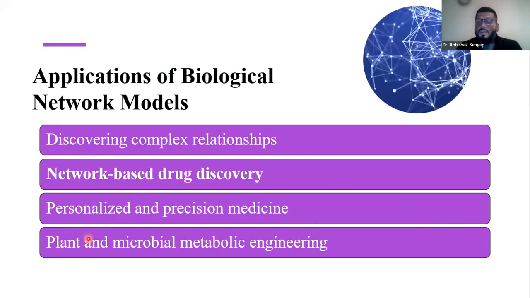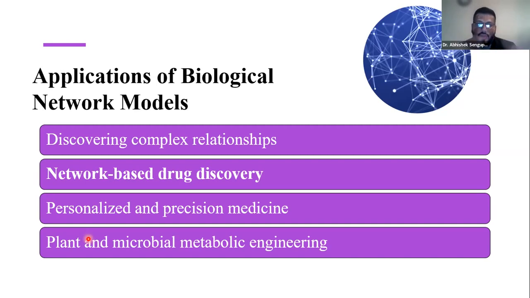Then applications of biological network models are manifold, right? You can use them in any field of biological sciences, starting from bioprocess technology or metabolic engineering, then in biomedical sciences, where we have biomedical applications like network-based drug discovery, and personalized and precision medicine, right? These can be done using AI/ML also, but they can be done using systems biology approaches also. So the choice is yours, right?